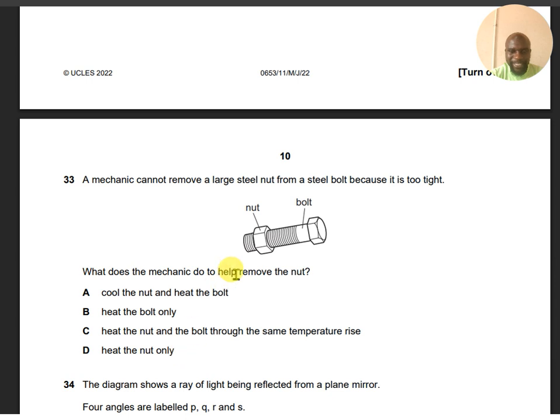So if the person heats the nut only, it will expand. By expanding, it will loosen slightly and it will become very easy to unlock. So the correct answer in this case is D, right? And number 34.